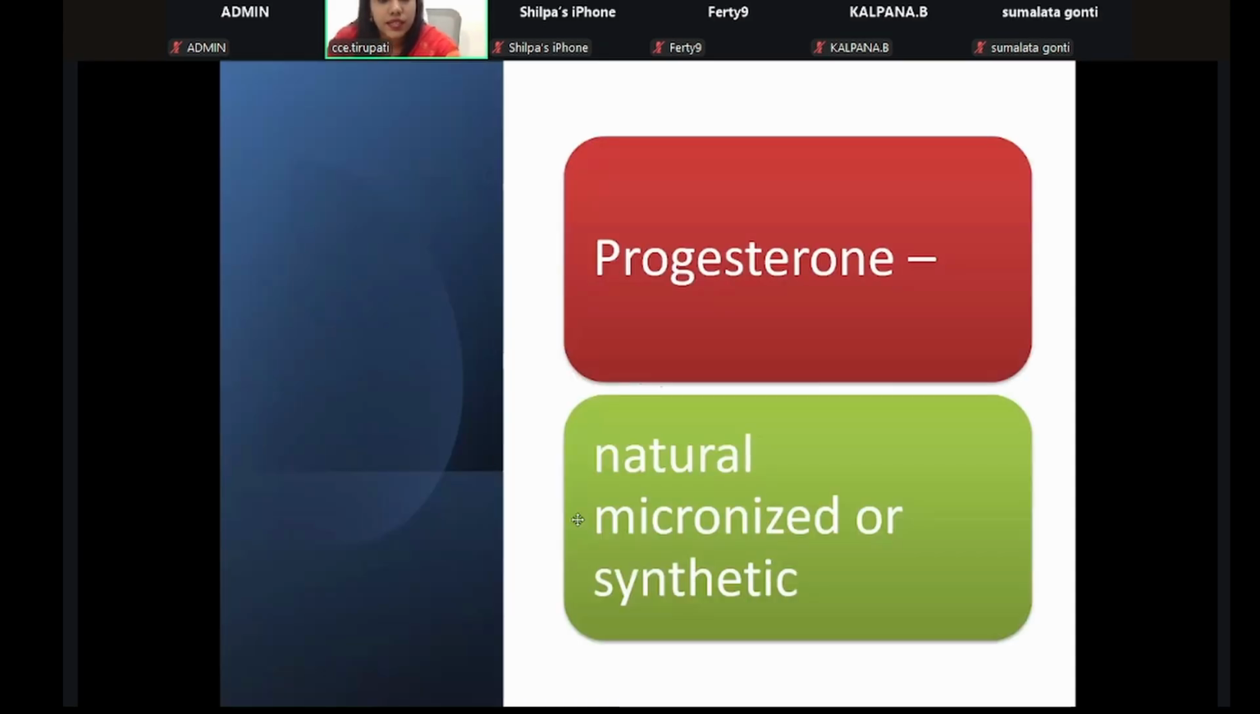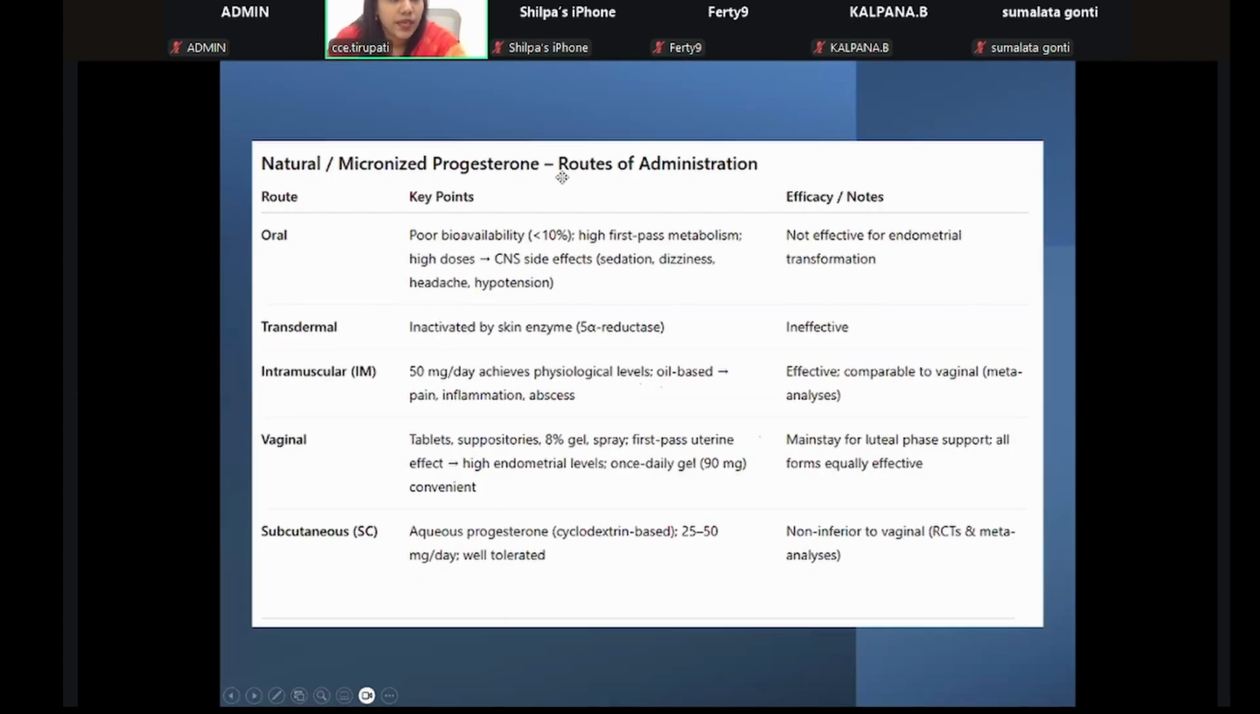So progesterone is given either in the natural micronized form or synthetic form. Natural micronized progesterone can be given orally, transdermal, intramuscular, vaginal, or subcutaneous. Orally, the bioavailability is very poor, less than 10%, and it has very high first pass metabolism. So if we give high doses, then there are a lot of side effects. So we don't prefer giving micronized progesterone in the oral form. Transdermal also, in the skin there will be 5-alpha reductase enzyme, it will be inactivated. So it is not very effective orally or transdermally.